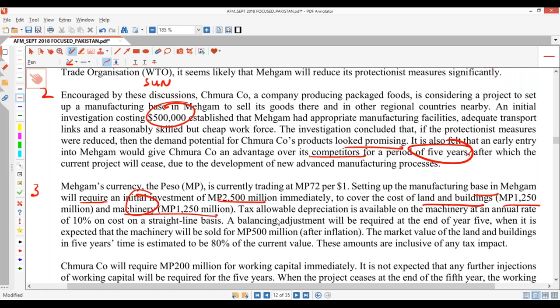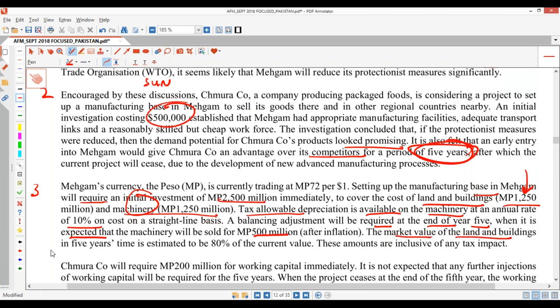Building. Tax allowable depreciation is available on machinery at an annual rate of 10% straight line method. Now they only have 5 years. You still go on straight line method. The balancing adjustment will be required at the end of 5 years, when it's expected that it will be sold for 500 million, which is after inflation.